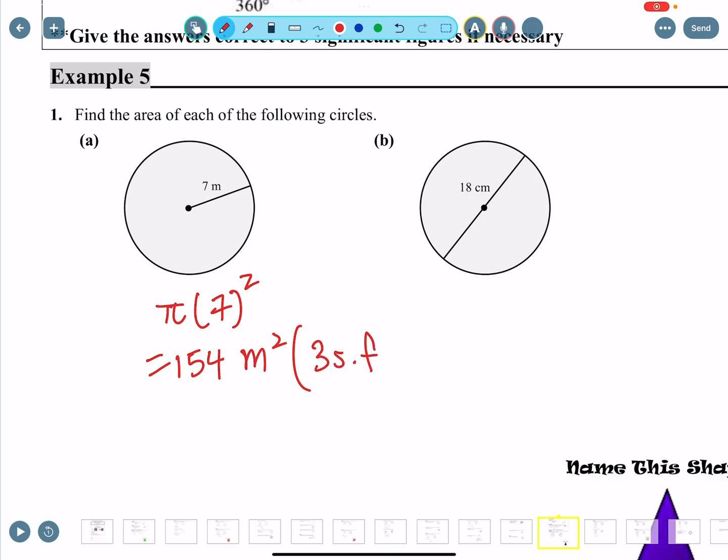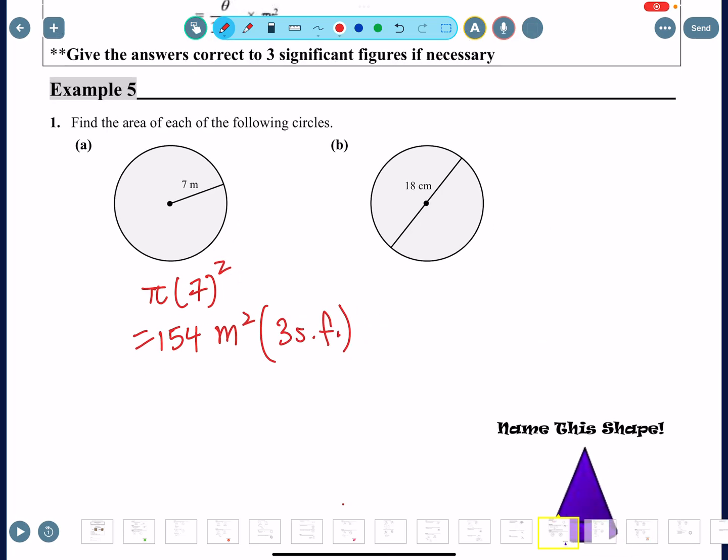3 SF. Now over here we don't have a radius, so we need to find the radius first. Radius equals 18 over 2, which is 9 cm. You can directly put it in the equation, which is 18 over 2, or you just put 9 squared here. Pi times 81 is 254 cm squared. 3 SF.